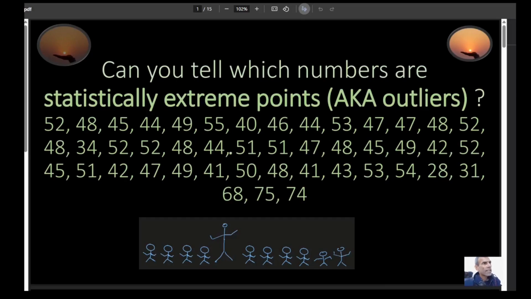Suppose you're given a task that you have to find statistically extreme points. In other words, you have to find outliers. And these are your points right here. So, can you find that point? Well, by just looking at the numbers, it's hard to tell.